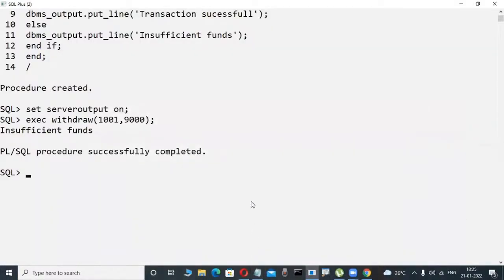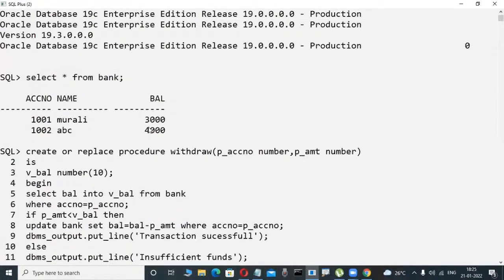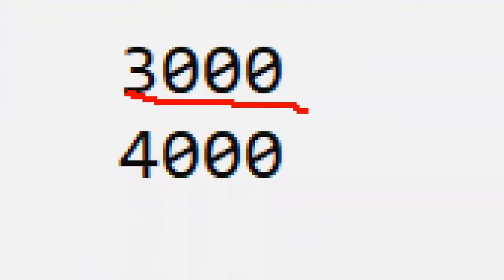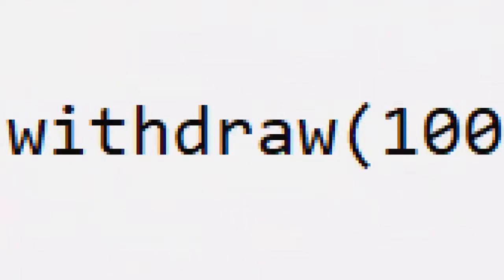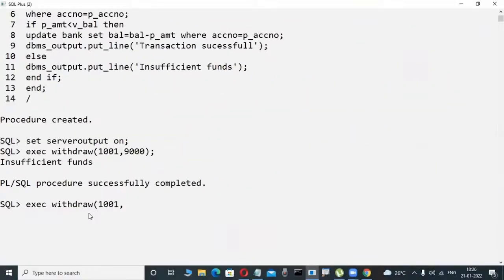Another case, OTP validation, all the same thing. Now check it out. For example, in this case my balance is 3,000. Now I try to withdraw 2,000 rupees. Observe here, 1001 is my account number. I try to execute withdraw again. Okay, so now the procedure: I try to withdraw 2,000 rupees. Possible, possible.